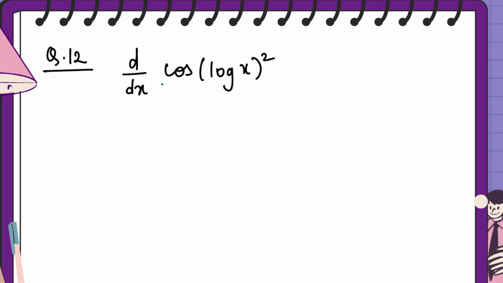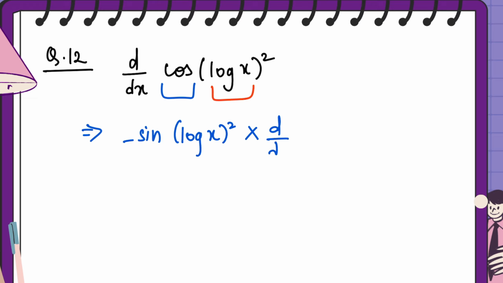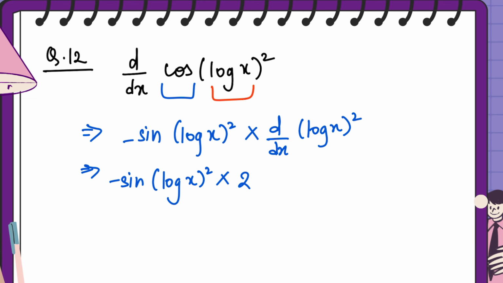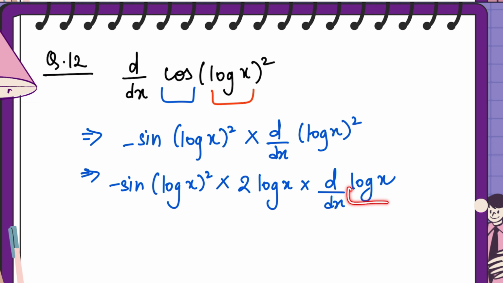It is again chain rule. Don't miss any step. This is your outer function and this is your inner function. So this will be minus sine log x whole square into d by dx of the inner function, right? We'll get minus sine log x whole square into d by dx of log x whole square will be 2 log x into d by dx of log x, right? So when we differentiate this part, it will be 1 by x. I can write it 1 by x. So this is your answer.